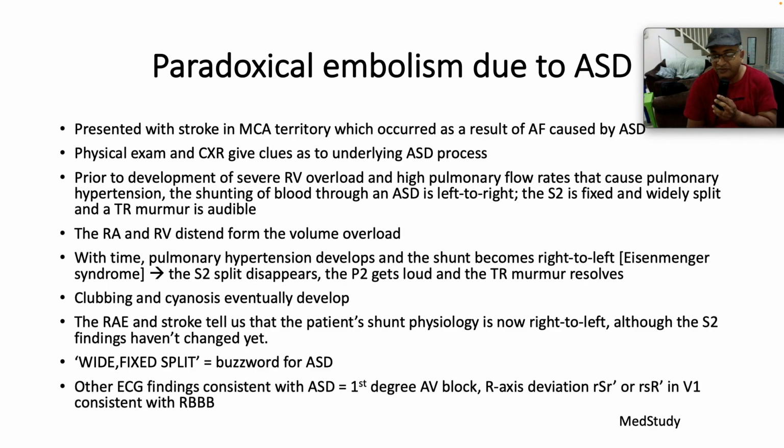Other ECG findings consistent with atrial septal defect: you may have first degree atrioventricular block, right axis deviation, with the RSR prime or RSR pattern in V1, which is consistent with a right bundle branch block because of the increased volume load imposed on the right ventricle.